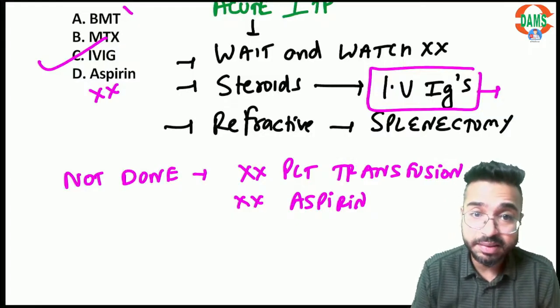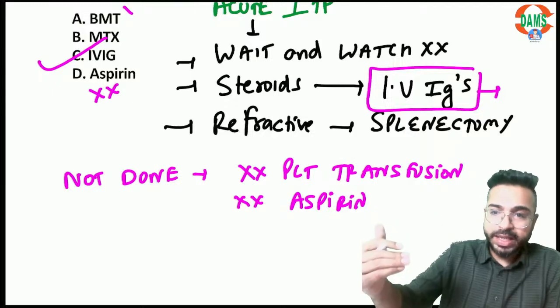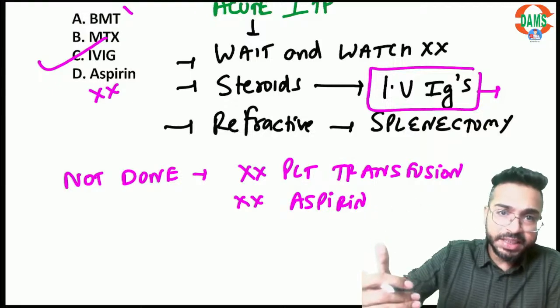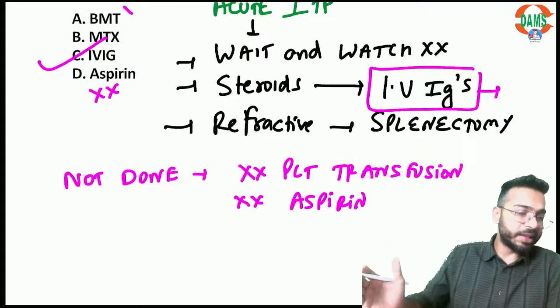We straight away discussed this question, right? So what we do is, we do wait and watch. We give steroids, we give IgGs, and in refractory cases we do splenectomy.